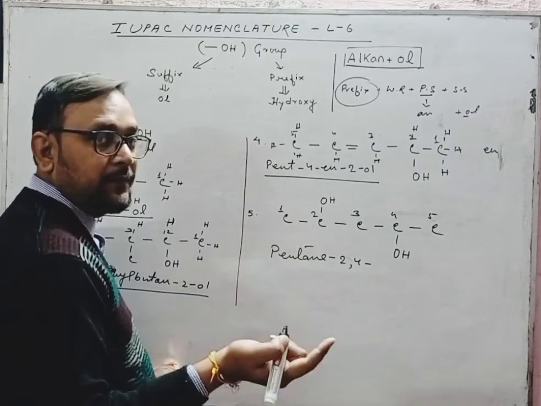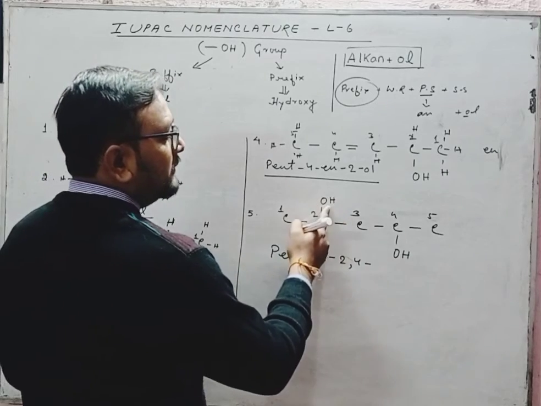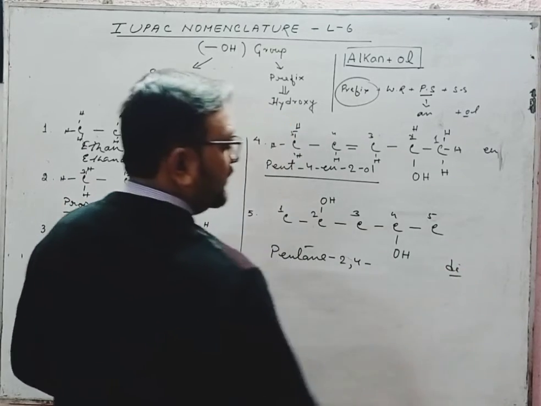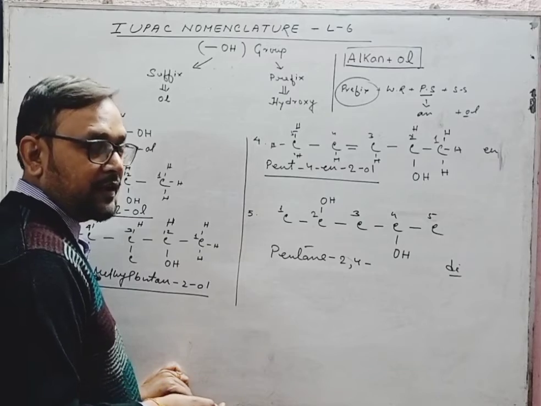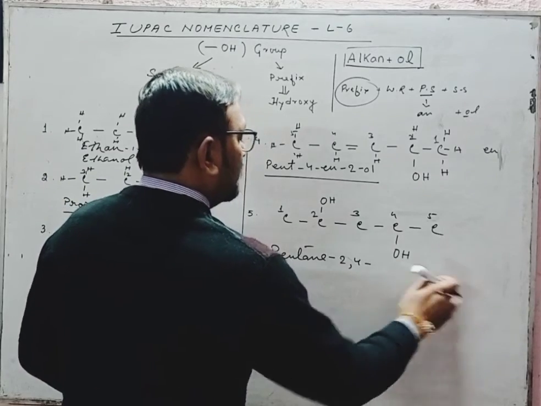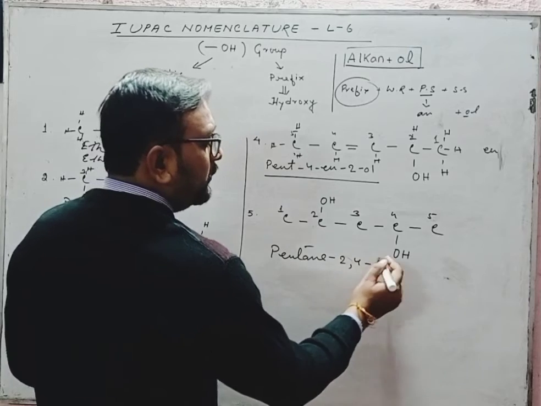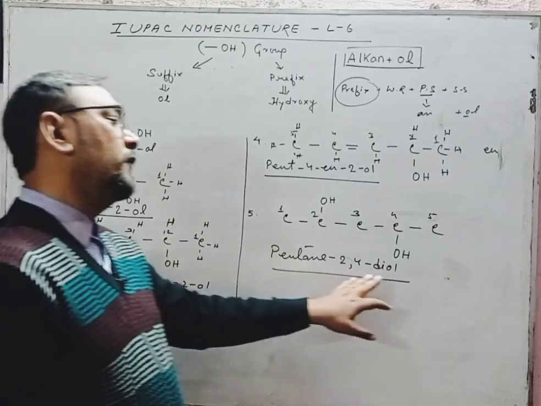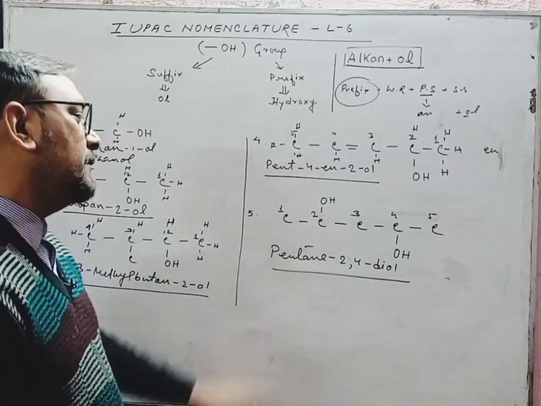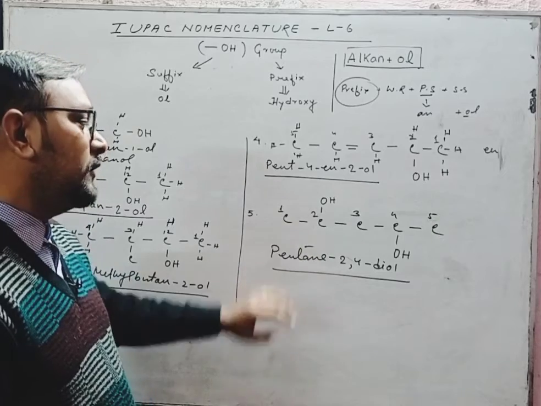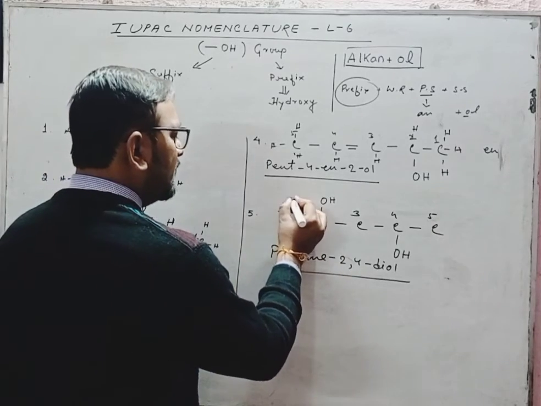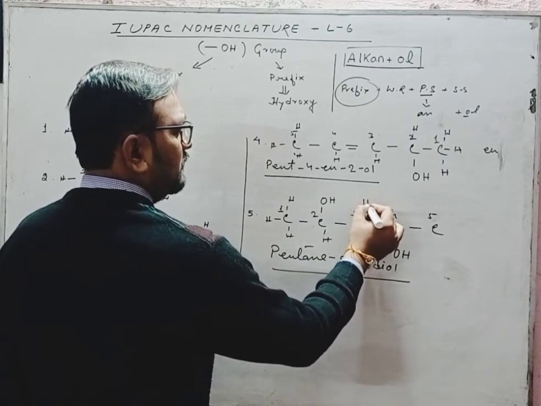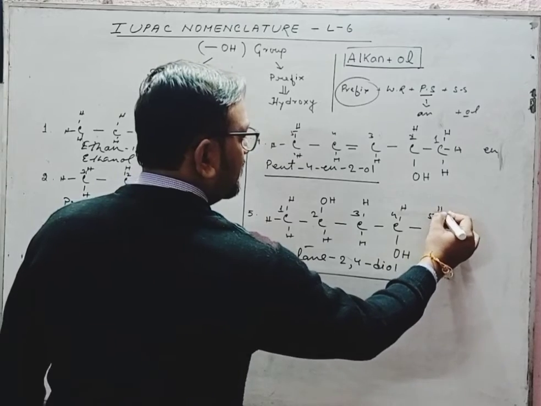Now I will use a numerical prefix. What is the numerical prefix? See, OH has been repeated 2 times. If something is repeated 2 times, you will use di. If it is repeated 3 times, we will use tri, and like that it goes on. So pentane-2,4-diol. Understood? Pentane-2,4-diol is the name of this compound. Clear, all of you? And finally give hydrogen and complete the structure.